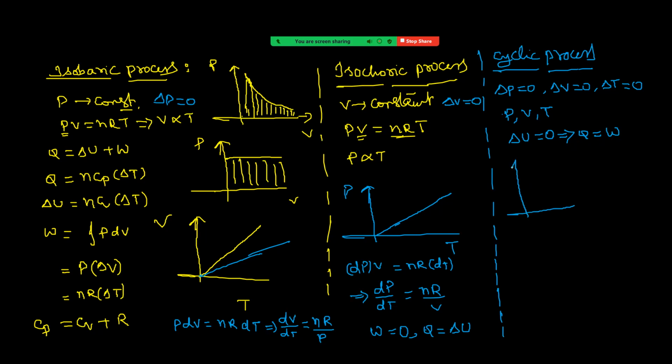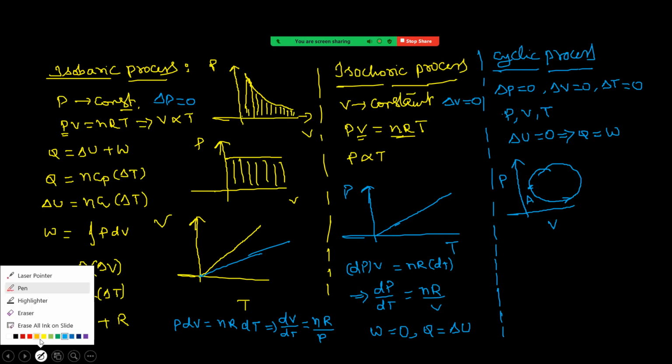Suppose we have a graph like this, pressure versus volume. Starting point is A. Again, end point also A. Starting point and end point both are A only. Let us take it is anti-clockwise. So now the question is, is the work done by the system positive or negative? Okay, so we should be very careful here while calculating work done.